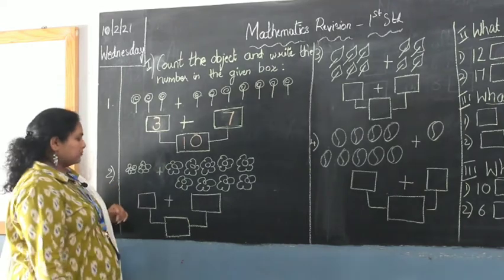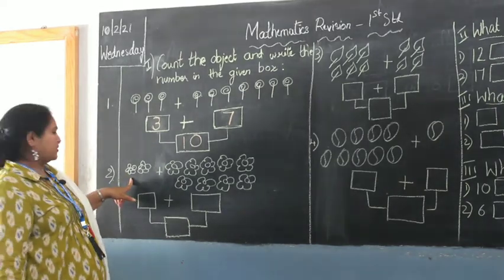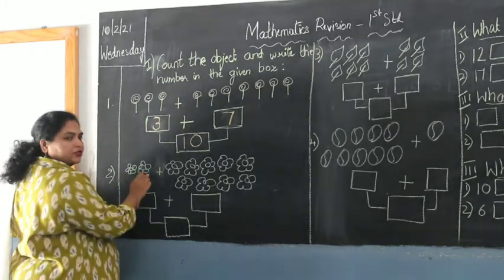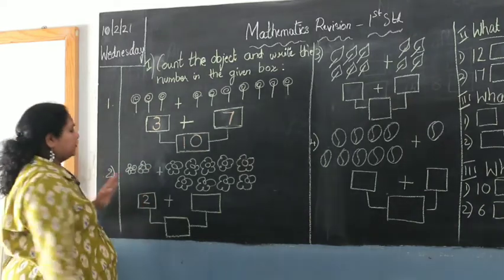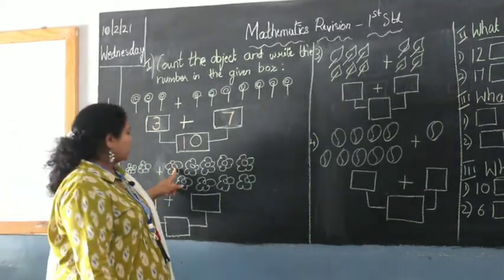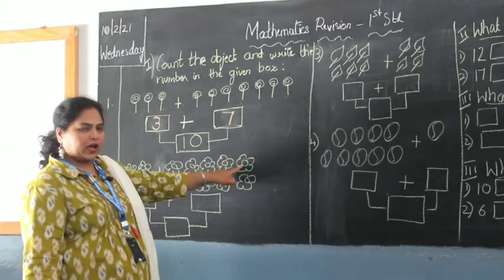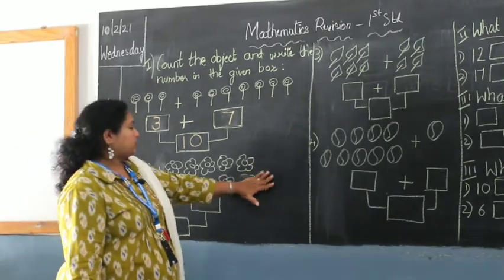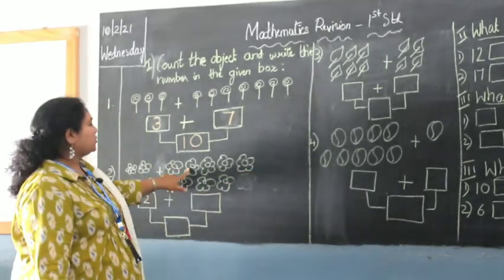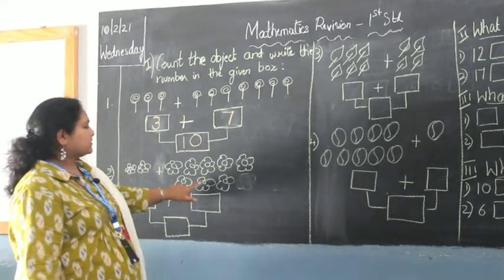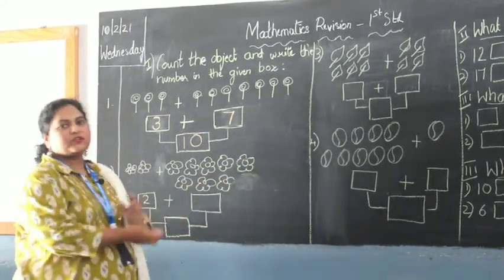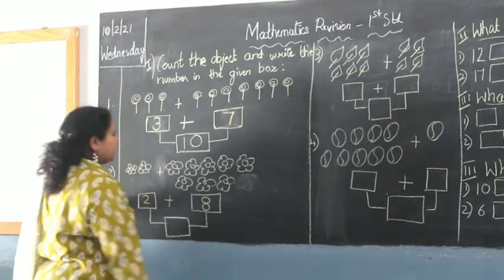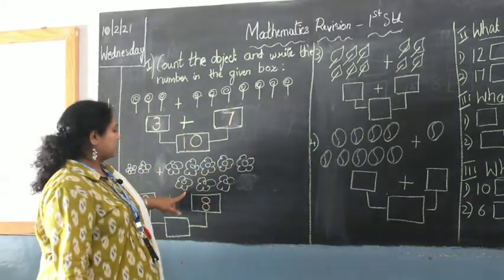The next sum, we have flowers. What do we have? Flowers. So let's count the flowers. 1, 2 plus. So we have 1 and 2. 2 flowers on this side. And what's after the plus sign? 1, 2, 3, 4, 5, 6, 7, 8. Sorry, there should be 8 here. 1, 2, 3, 4, 5, 6, 7 and 8. So how many flowers do we have? We have 8. So let's write 8 here.